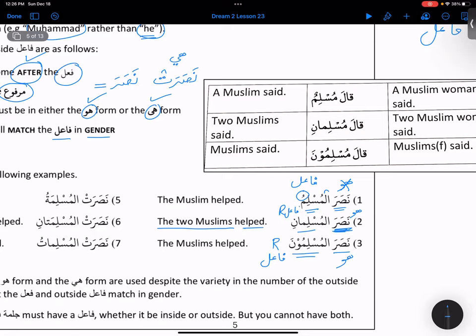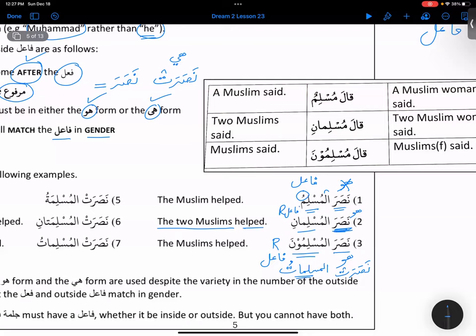I cannot say al-muslimatu nasara. Can I say that? No, because of gender. Why not? Because Muslimatu is feminine. But what change do I need to make if I want to say Al Muslimatu? I need to say Nasarat. Nasaratil Muslimatu. Now I can say all these Muslim ladies helped.